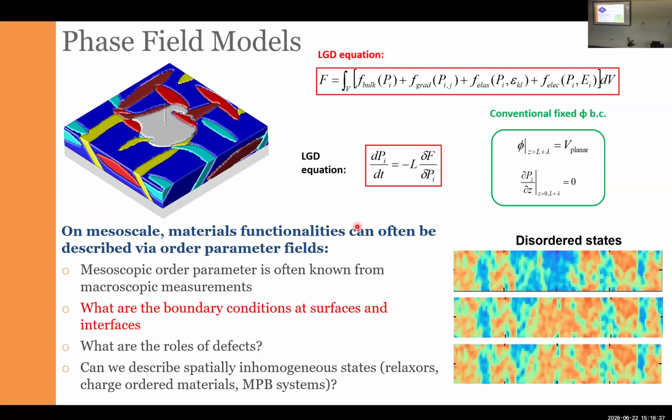Another problem is that if we describe the materials by the order parameter concept, meaning the mesoscopic field that contains all the relevant information, there is a fundamental physical fact that we need to know the boundary conditions for this field. So what happens on the interfaces?